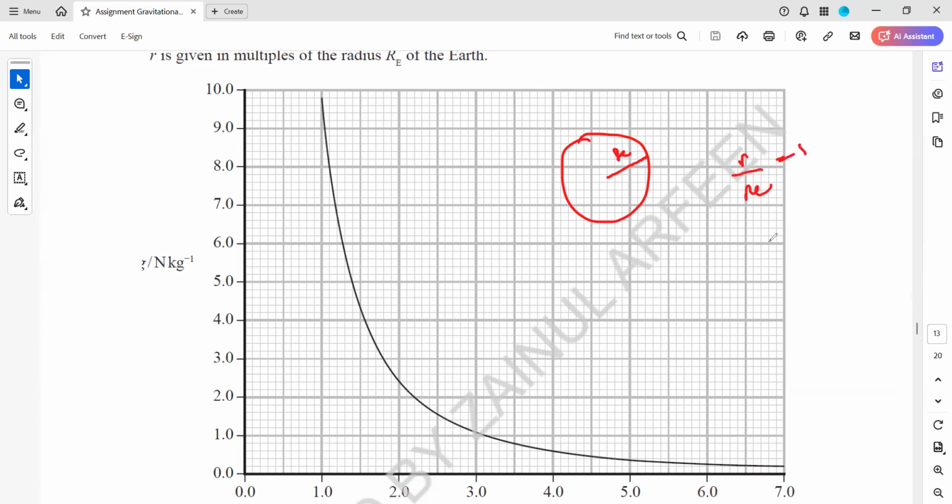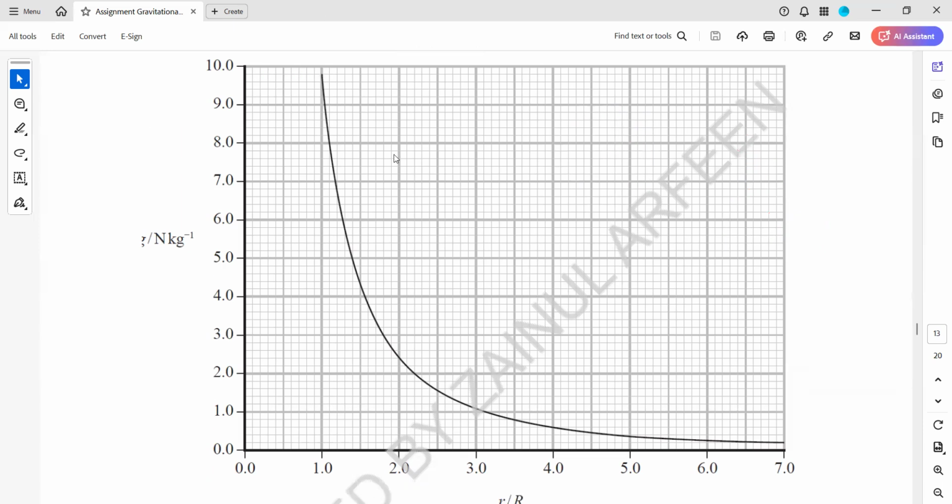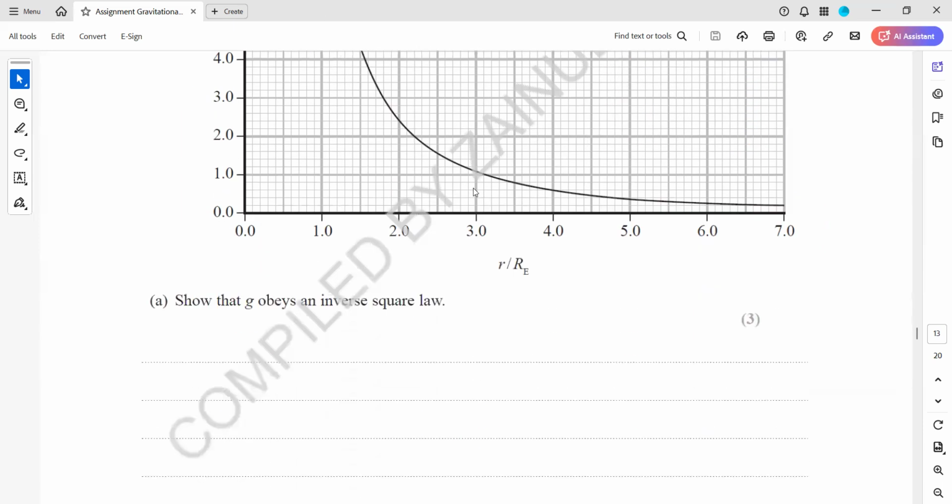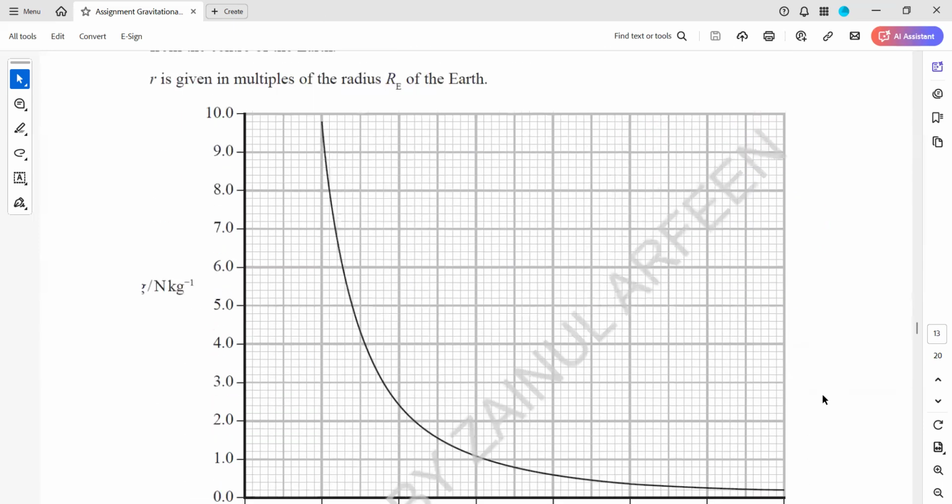What does it mean when r over rE is 1? So r is equal to rE. It means the object is on the surface. When the object is on the surface, the strength of gravity is 9.8 newton per kilogram, or meter per second squared if we represent acceleration due to gravity. Show that g obeys the inverse square law.